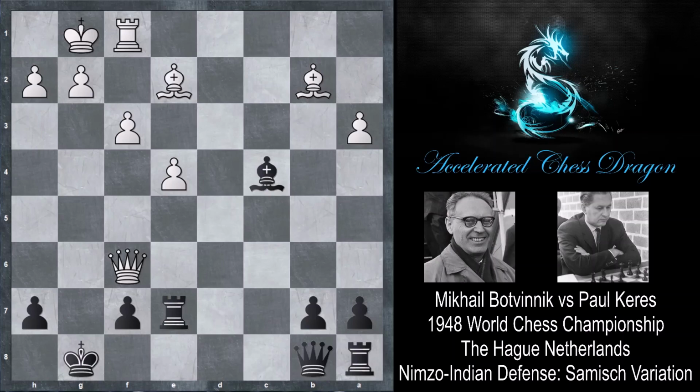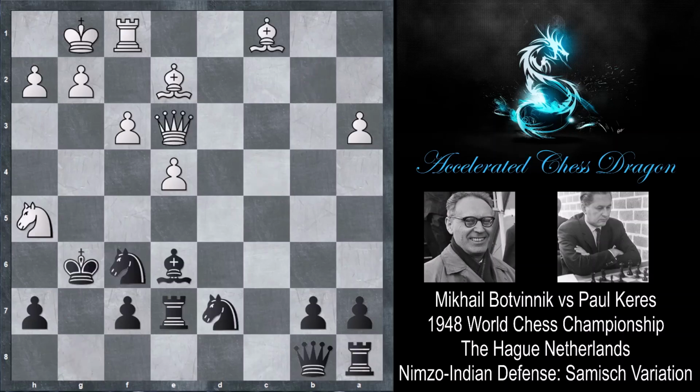So that is why after the move queen e3 was played here, Keres resigned the game, and a brilliant victory for Mikhail Botvinnik.